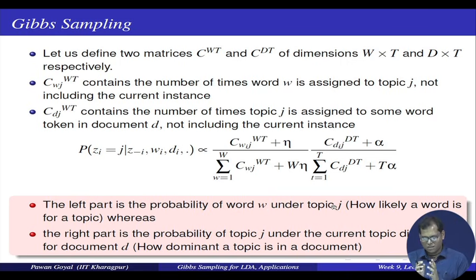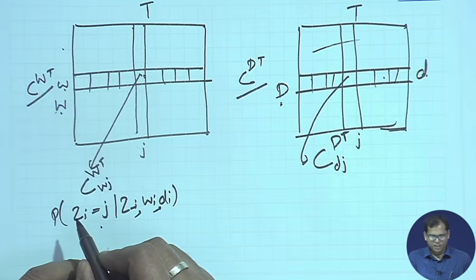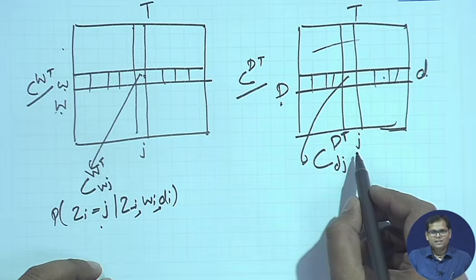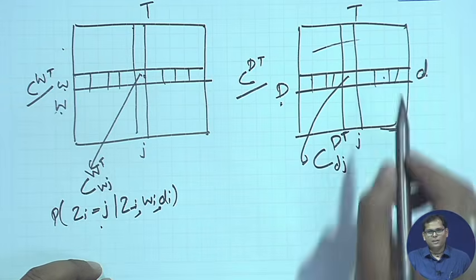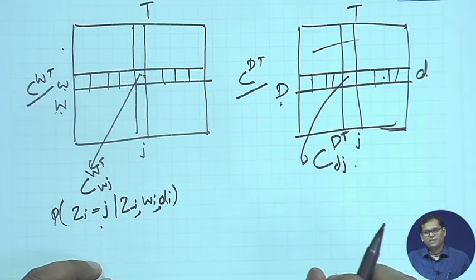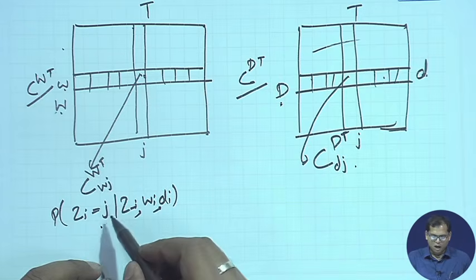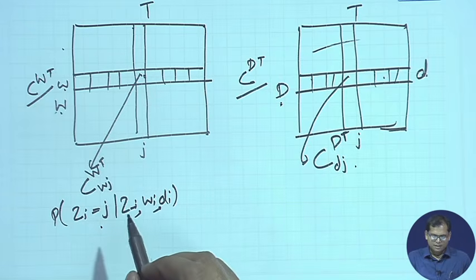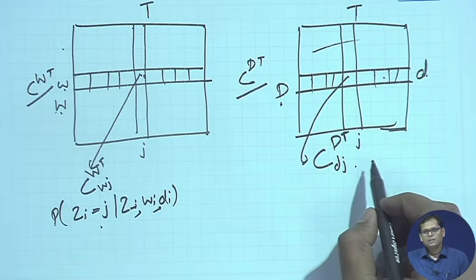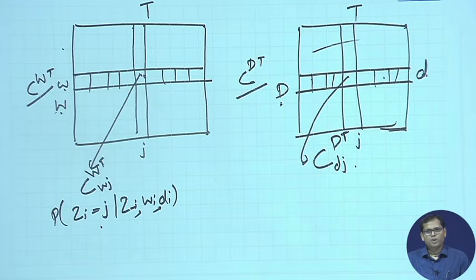Remember, we were talking about two parts. So, what will it depend on? We were saying that it will depend on how likely this word is to come under topic J, and second, how likely this topic is to be assigned to document D. Two things: how likely is this word to come under topic J, and how likely is this topic to come under document D?